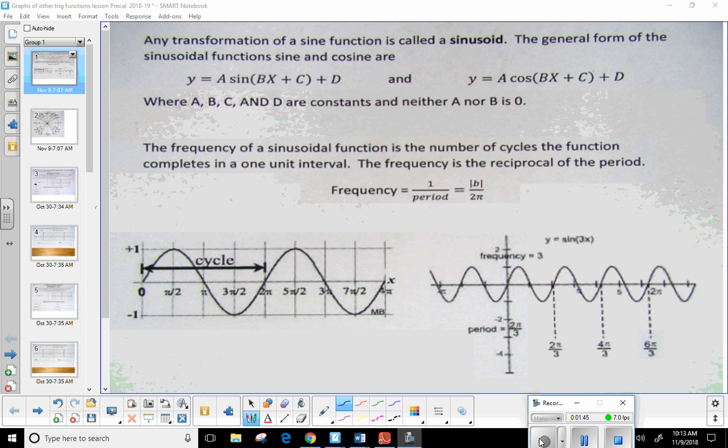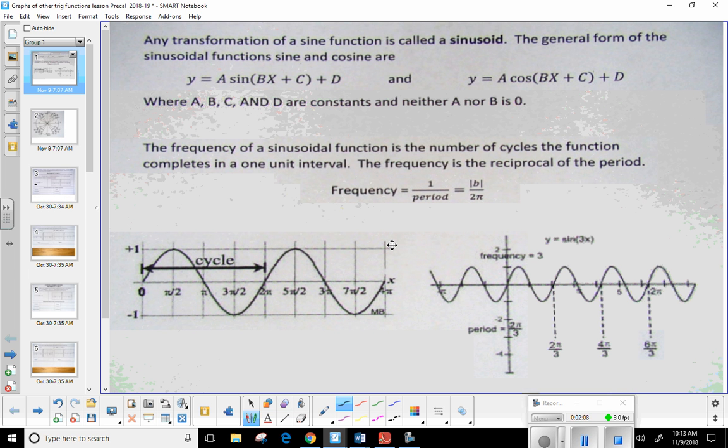All right, well, let's go ahead. Now, this is just kind of a supplement to the lesson we finished up yesterday. Bless you, and it's more so for the people who are going to be moving ahead to calculus. You're going to be hearing these vocabulary words, and I just want to make sure that you're familiar with them when you get there. So any transformation of a sine function is what we're going to call a sinusoid.